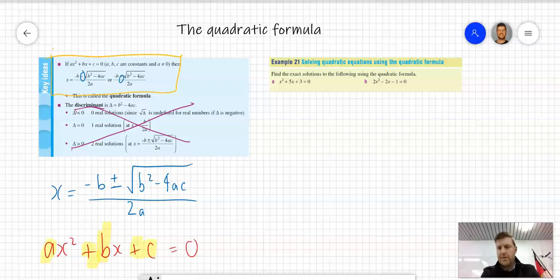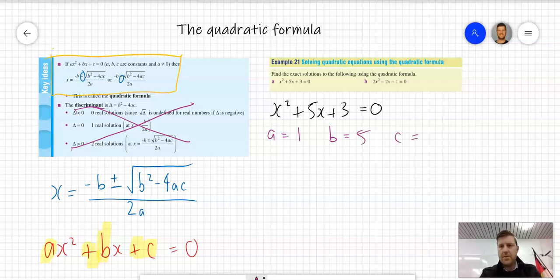Okay, so I've got two examples there. I'm just going to go straight into solving those using the quadratic formula. So for the first one, it's already in standard form. x squared plus 5x plus 3 is equal to 0. Now, looking at this, the value of a is 1, the coefficient of my x squared term. The value of b is positive 5. And the value of c is positive 3.